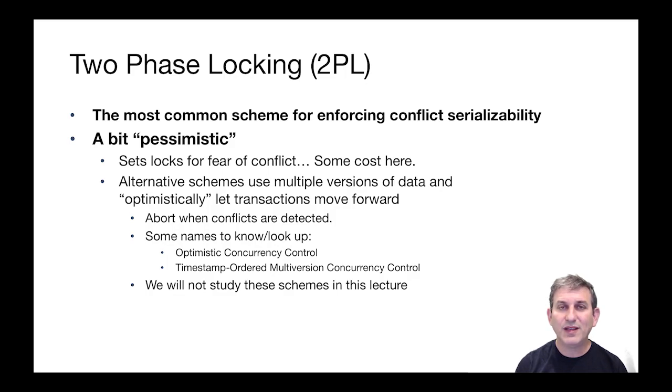We're not going to learn about these schemes in this class, but I want you to know some of their names so that you can look them up if you become interested. They're relevant in certain contexts. One is called optimistic concurrency control, and another is called multi-version concurrency control. And there's a particular scheme called timestamp ordered multi-version concurrency control that's been getting a lot of use in recent years. Now, we're not going to study these schemes in this lecture or in this class. They're sort of advanced material, but I encourage you to look them up if you are curious.